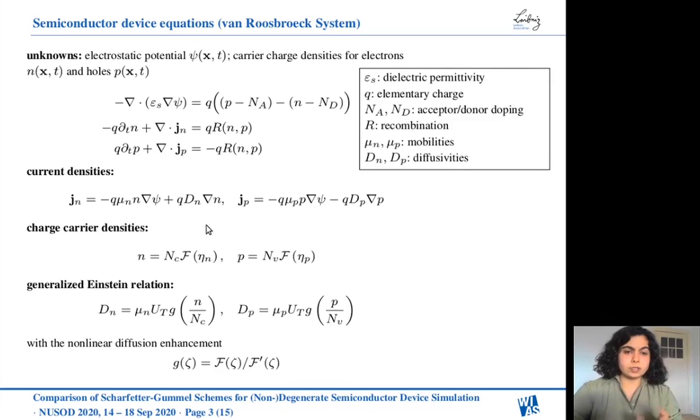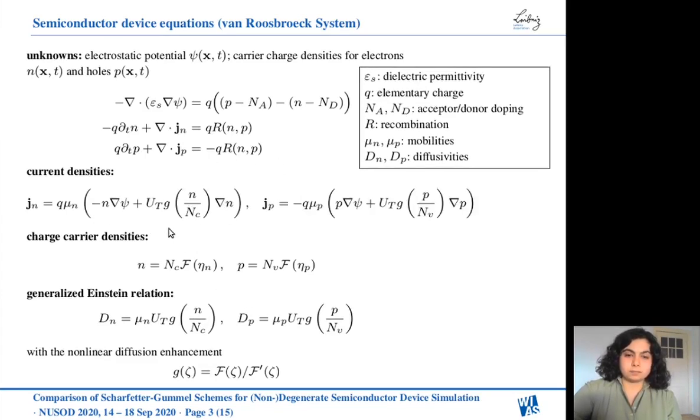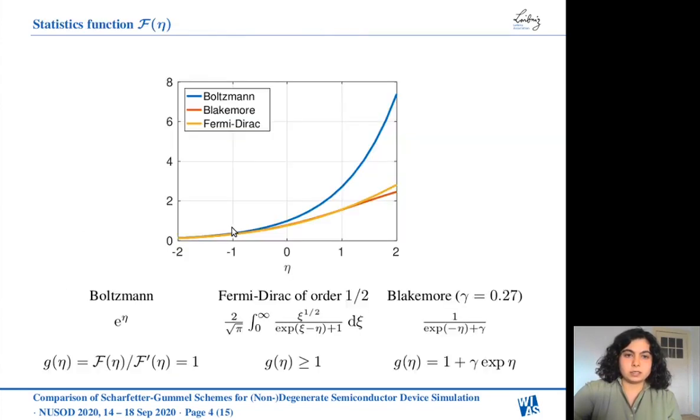A useful relation which we need is the generalized Einstein relation, which connects occurring physical quantities in the current densities. To be more precise, with the help of the diffusion enhancement, we can rewrite the diffusivities D_N and D_P. Inserting this reformulation in the flux expressions shows the nonlinearity in the diffusive part of the current densities. Something which was not discussed yet is the choice of statistics function.